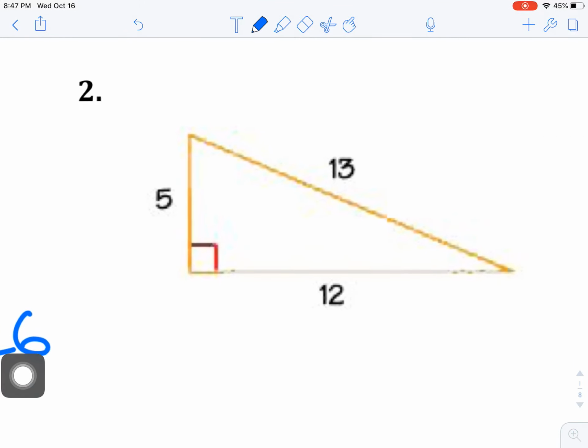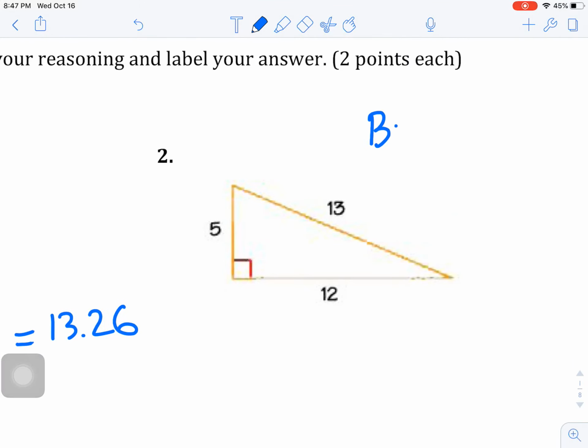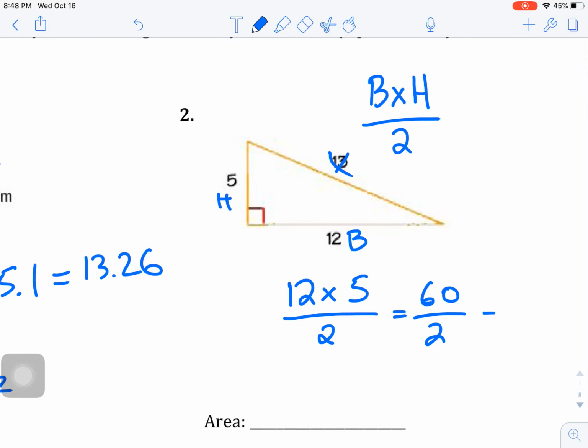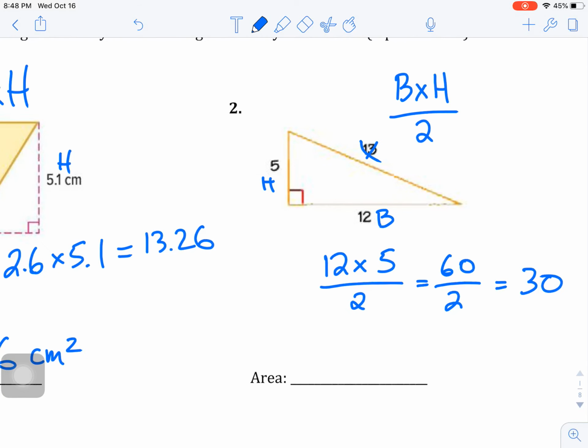Okay, so number two is a triangle. So we need to make sure we use the triangle formula, which is base times height divided by 2. 12 is our base, 5 is our height, so we don't even use 13. So we're going to do 12 times 5 divided by 2, which is equal to 60 divided by 2, and that is equal to 30. So our area is 30, and since there's no units on the problem, we'll just call it units squared.